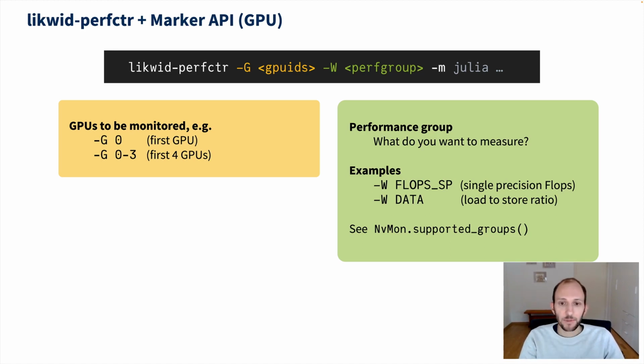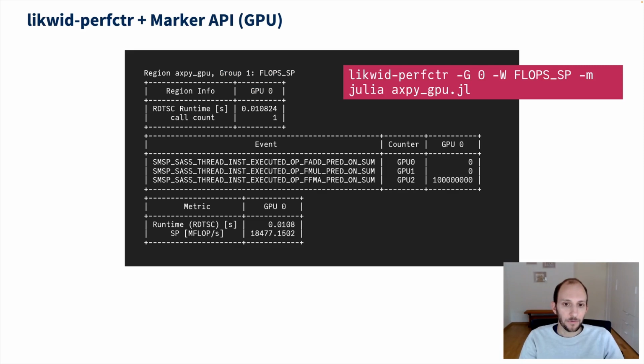Again, you need this -m to turn on the marker API, and then your regular Julia call, julia --project, and so on. If you run this, you might see an output like this. Again, very similar to what we've seen before.